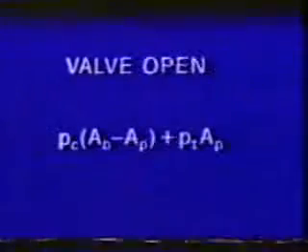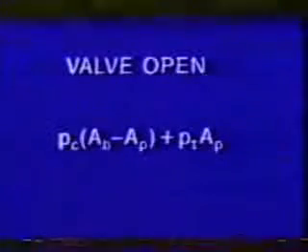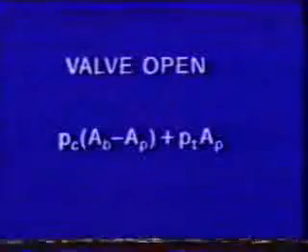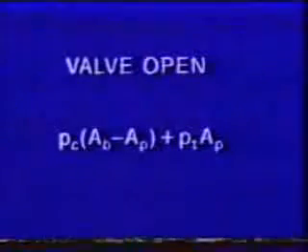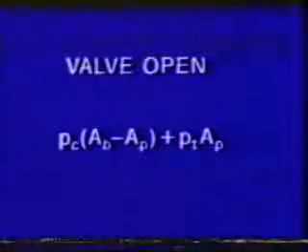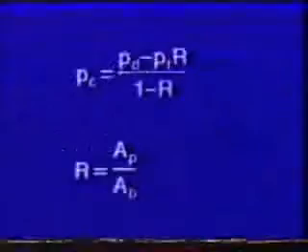The forces trying to hold the valve closed are equal to the bellows pressure, P sub D, times the area of the bellows, A sub D. The forces attempting to open the valve are the casing pressure, P sub C, applied to the area of the bellows, A sub D, minus the area of the stem or port, A sub P, plus the tubing pressure, P sub T, multiplied by the area of the port, A sub P.